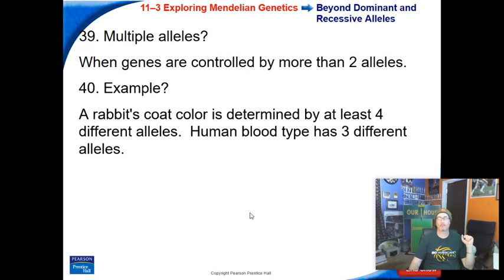Another example, and we'll touch on this when we get to chapter 14, is human blood type. Has 3. We have the allele for A-type blood, we have the allele for B-type blood, and then we have the recessive allele for O-type blood. So 3 different alleles rather than 2 different alleles.